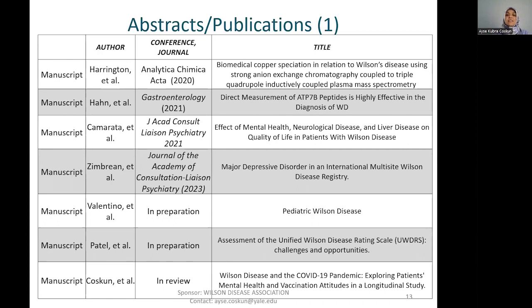This slide contains the list of manuscripts published based on registry data or in collaborations with other institutions, data collected in various institutions. For instance, we contributed to work of Dr. Hahn and Dr. Harrington, and their works published in 2020 and 2021.